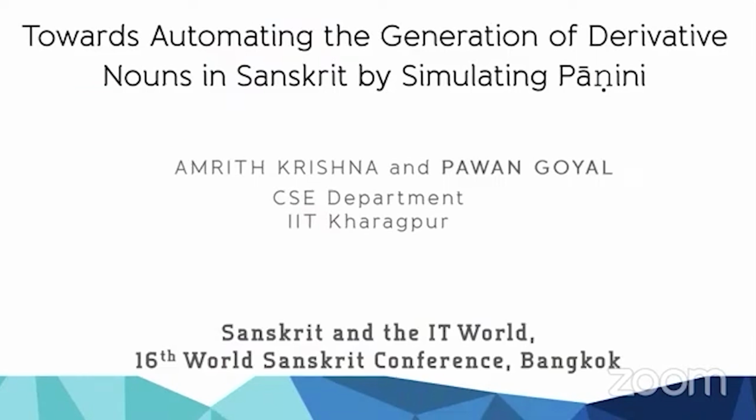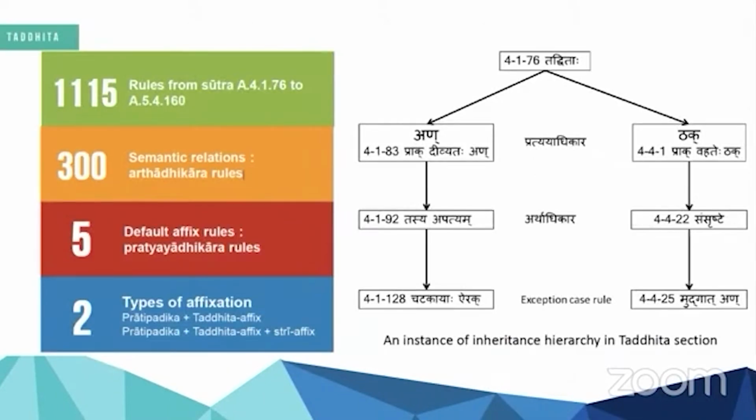So this is the final work on Taddhita that was mainly done by Amrit Krishna, my then MTech student, where we tried to model all the Taddhita rules. And this has a very nice inheritance hierarchy. For example, there's a main affix that is applied, right? There's this adhikara section for an affix, but it is also applicable somewhere else under another rule, and with a special condition we have it again. Right? So there are pratyayadhikara, arthadhikara, and there are exceptional case rules.